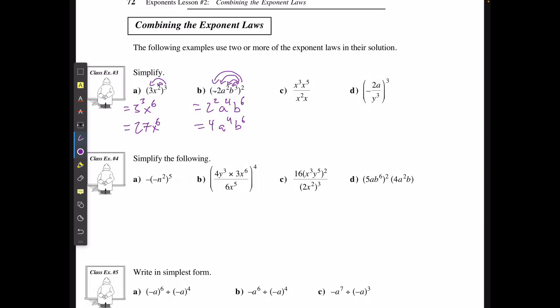For example C, I'm going to combine on the numerator and denominator, and then I'm going to simplify across. So if I have x to the 3 times x to the 5, I have x to the 8 on the top. If I have x to the 2 and x to the 1 on the bottom, I have x to the 3. And then x to the 8 minus 3 leaves me with x to the 5.